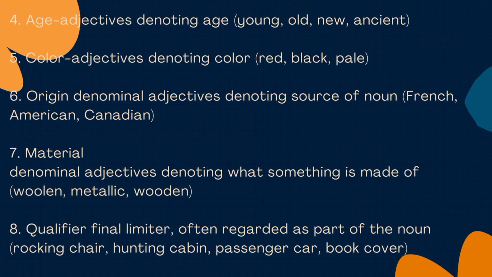And the last number 8 is qualifier final limiters often regarded as part of the noun. Rocking chair, hunting cabin, passenger car, book cover. Ito naman ay paglalarawan. Ang mga pang-uri na ito ay nagbibigay ng karagdagang impormasyon tungkol sa pangalan. Halimbawa nito ay upuan na may nakakabit na mga gulong. Ito naman ay naglalarawan ng upuan na may gulong.